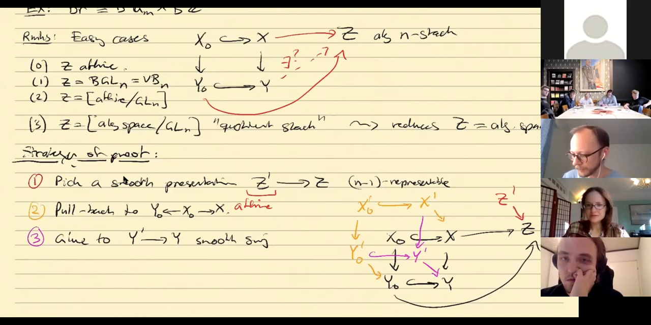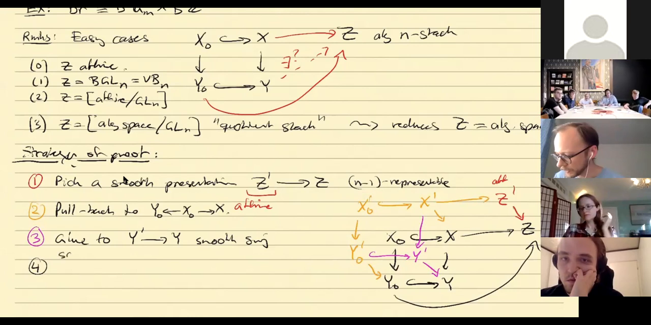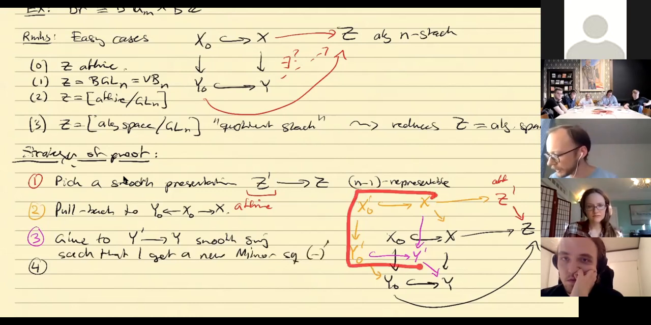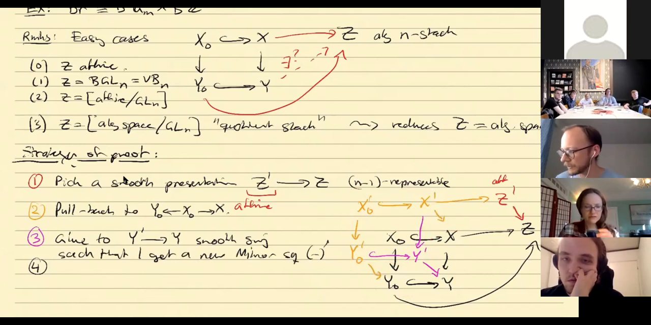And when I've done this, well, the point about Z prime was that it was affine, and of course I have maps from X prime and Y naught prime. So by this, I would also like this to be such that I get a new Milnor square. So this is the square of the primes. That's such that this becomes Milnor, which I expect it to be, since if I have a smooth thing here, Milnor squares are preserved by flat pullback. So this is supposed to be a Milnor square, and then I get a map from Y prime to Z prime. So that's the 4th step.